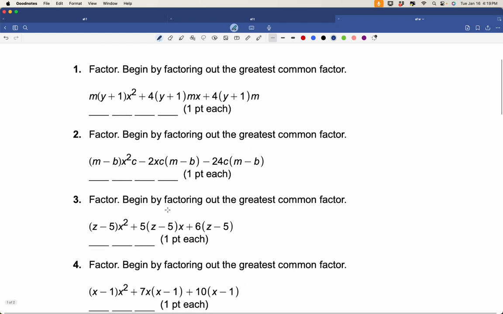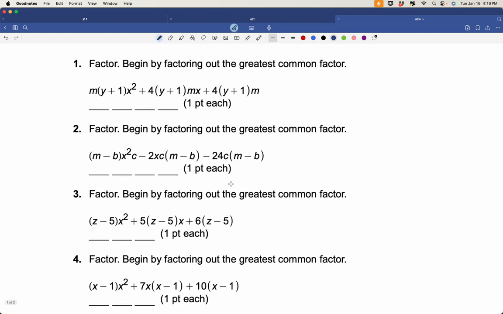Most of it's factoring, and it's factoring out the greatest common factor. And that greatest common factor is going to be the thing that is used the most in each term. So here we have an M in this term, an M in this term, and an M in this term. So that tells me that M is one of my factors. We also have y plus 1, y plus 1, y plus 1. So that's another of my greatest common factors. So we have two factors that are singled out so far. So what do we have left? We have x squared plus 4x plus 4. How do we factor that?